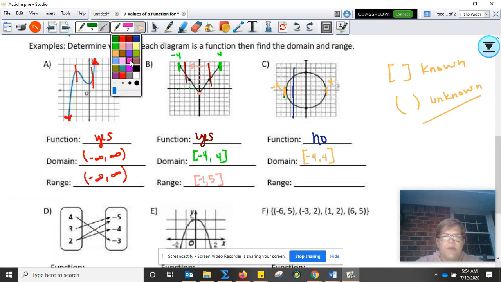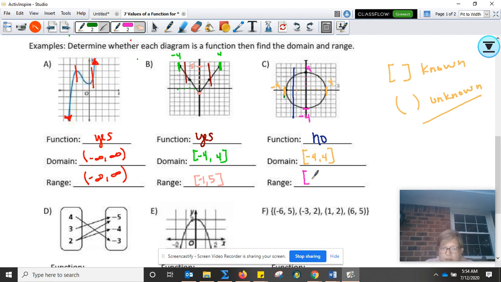What's our lowest y value? What's our highest y value? So the lowest is going to be right here. What number is that? 1, 2, 3, negative 4. My highest is going to be 1, 2, 3, positive 4. So we know that the endpoints are known. So negative 4 to 4.